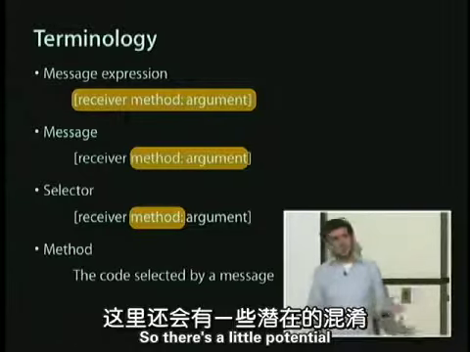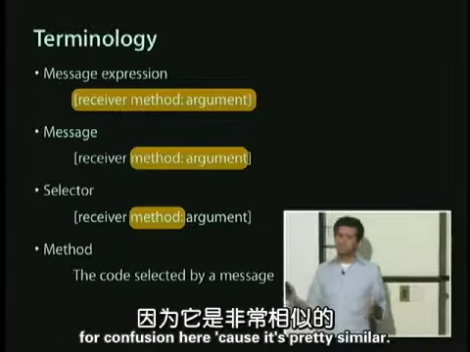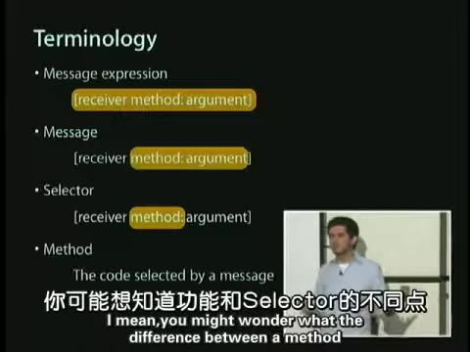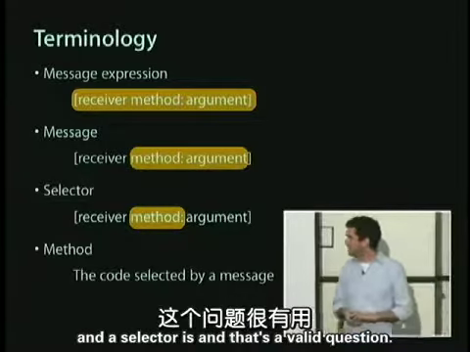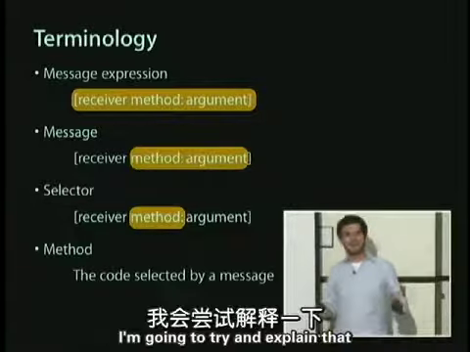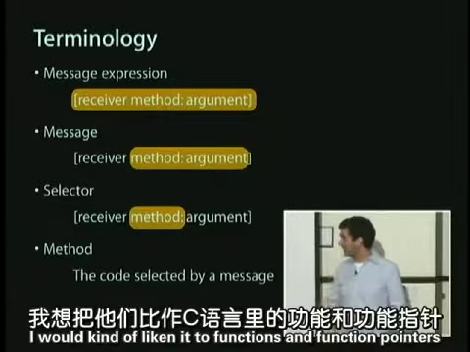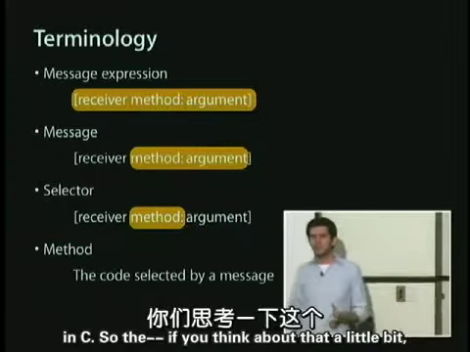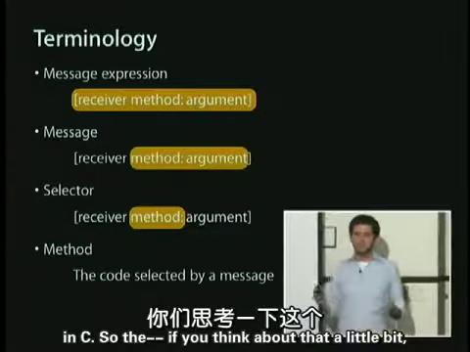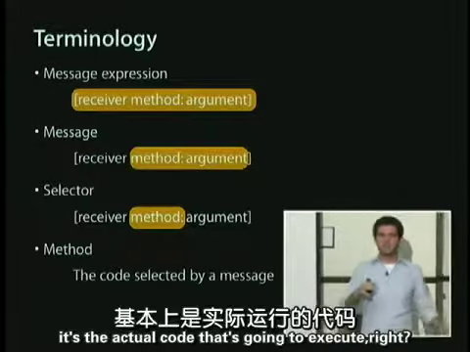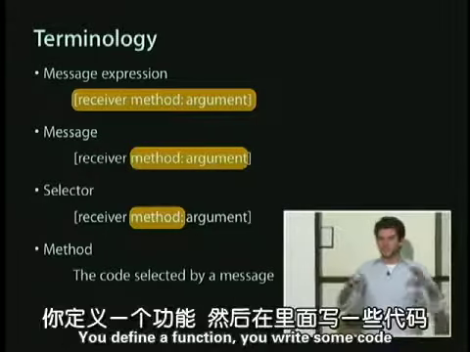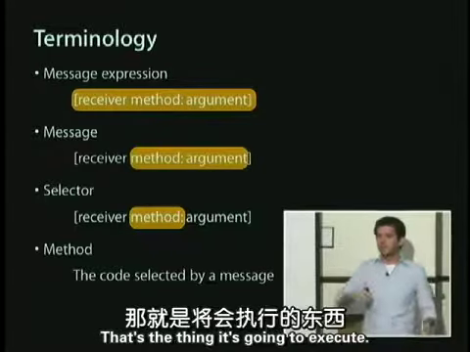So there's a little potential for confusion here because it's pretty similar. You might wonder what the difference between a method and a selector is, and that's a valid question. I'm going to try and explain that, and we'll see how clear it ends up being. I would liken it to functions and function pointers in C. A function in C is the actual code that's going to execute. You define a function, you write some code in there, that's the function. It's the thing that's going to execute.